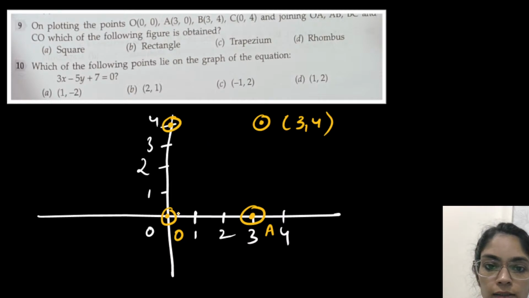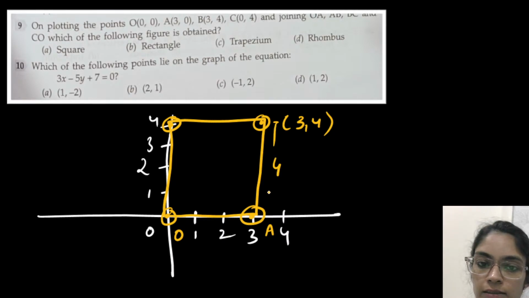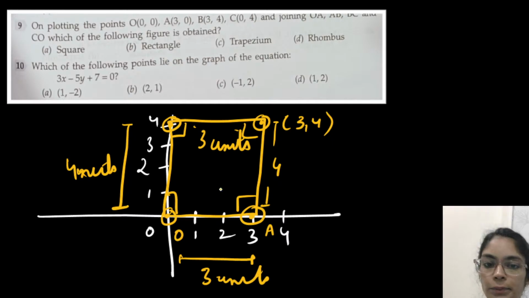Now if I join all the 4 points, which figure is it? It is a rectangle. Yes, it is a rectangle, because this distance is 4 units, this angle is 90 degrees, and this distance is also 4 units. This distance is 3 units, and this distance is also 3 units. So opposite sides are equal and all angles are 90 degrees. So it is a rectangle. So option B is the correct answer.